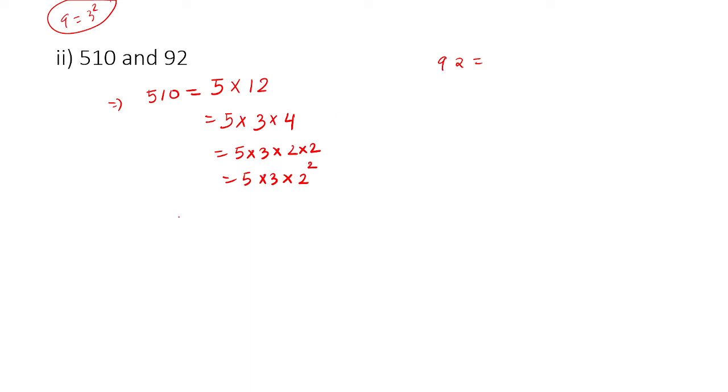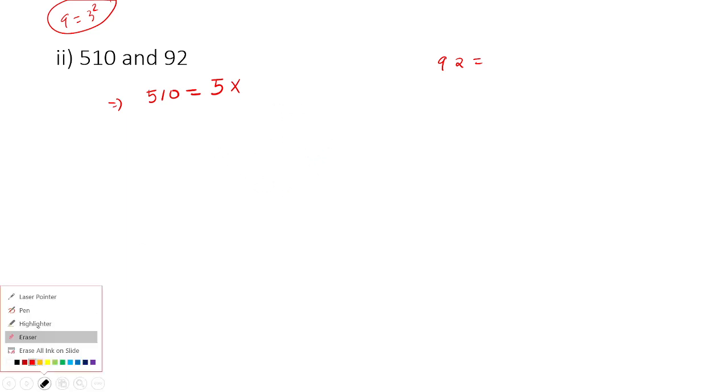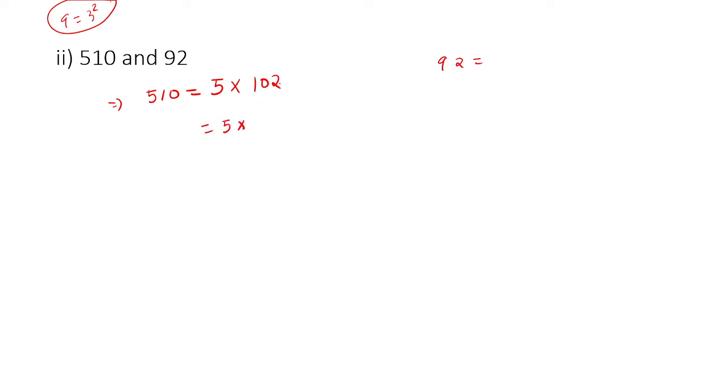Sorry, it's not 5 into 12. It's a mistake. 5 into 12 is only 60. It's 510. It's actually 5 into 102. So next, since this number ends with a 2, you can always multiply it with 2. 2 into 5 times 1, and then 5 into 2 into 3 times 17 gives you 51. So the prime factorization is 2 into 3 into 5 into 17.